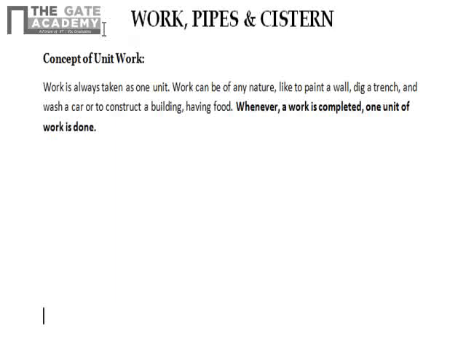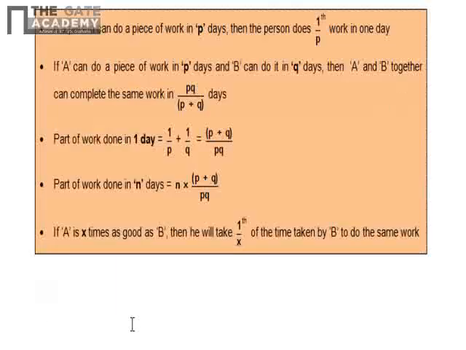Okay, it means when work is completed, one unit of work is done. Now these are very important formulas. If a person can do a piece of work in p days, then the person does 1 by pth work in 1 day. You just have to take the reciprocal.